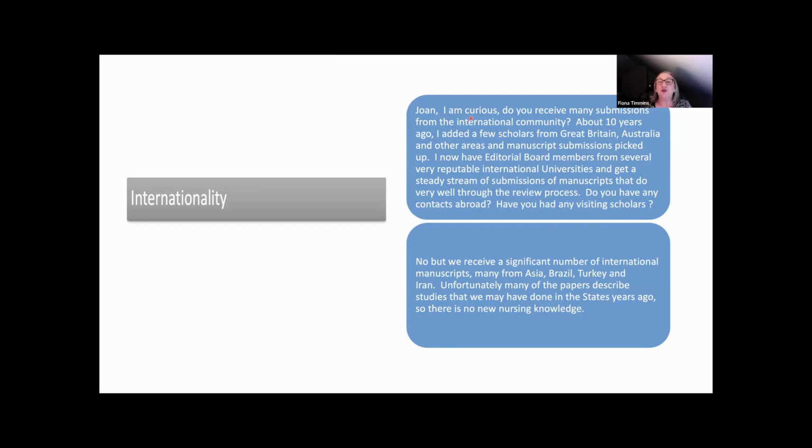This is just a quotation from a conversation among editors, which is interesting. It's paraphrased. "Joan, I'm curious, do you receive many submissions from the international community? About 10 years ago, I added a few scholars from Great Britain, Australia, and other areas, and the manuscript submissions picked up. I now have an editorial board with members from several very reputable international universities, and get a steady stream of submissions of manuscripts that do very well through the review process. Do you have any contacts abroad? Have you had any visiting scholars?"